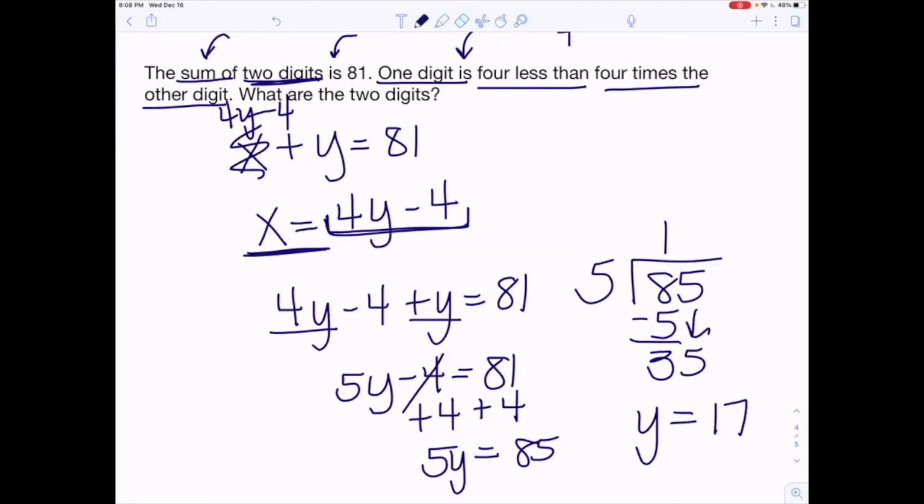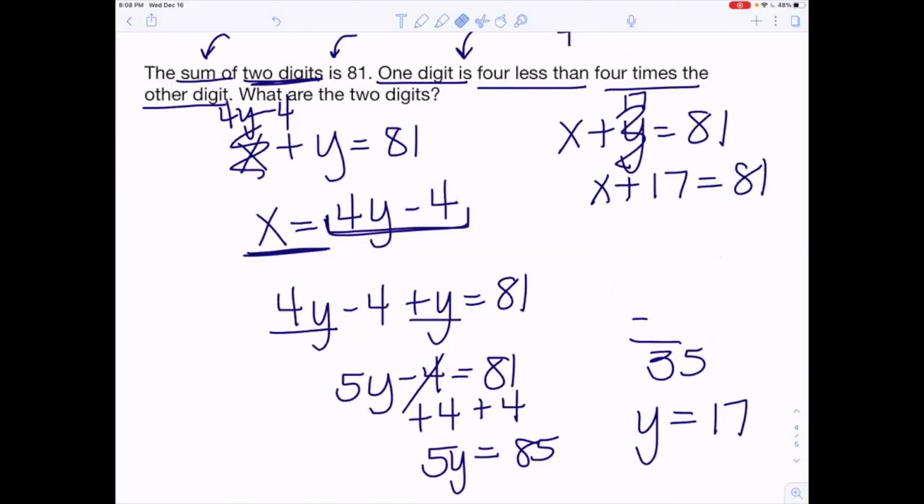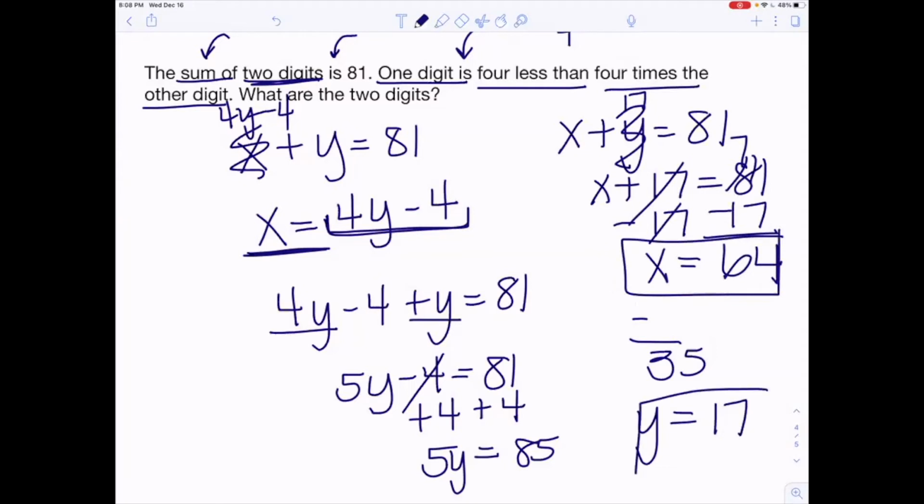All right, so now that I have that, I can go back to my original equations. I know the first one is x plus y equals 81. But now I can replace this y with 17. So x plus 17 equals 81. I solve for x by getting it by itself. x equals 64. So x is 64 and y is 17.